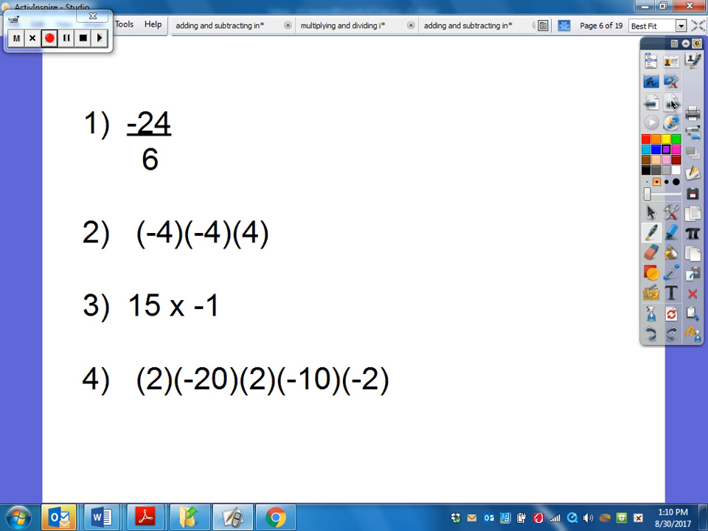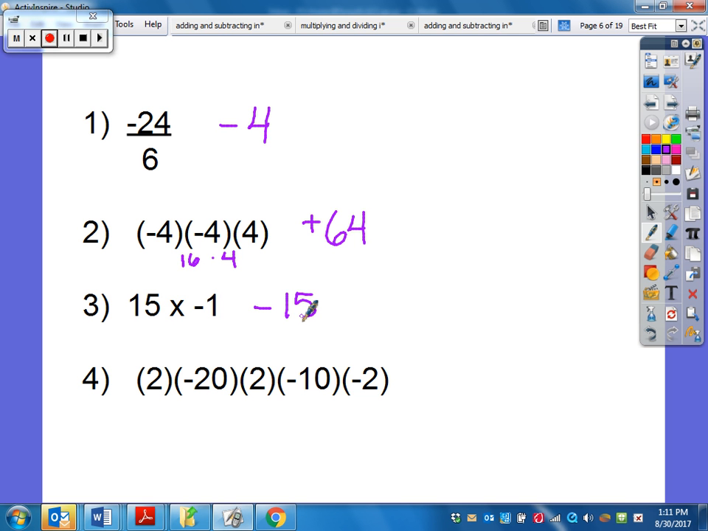Okay, let's try some on this next slide. There's my division problem written as a fraction. But there's only one negative sign, so I know my answer is going to be negative. For number 2, I know that there are 2 negative signs, so my answer is going to be a positive number. Now I can go through and do my math. 4 times 4 is 16, times 4 is 64. There's one negative sign, so my answer is going to be negative. 15 times 1 is negative 15.